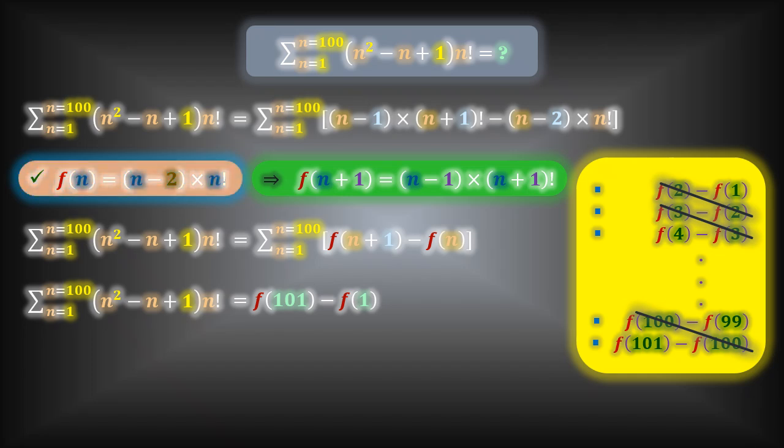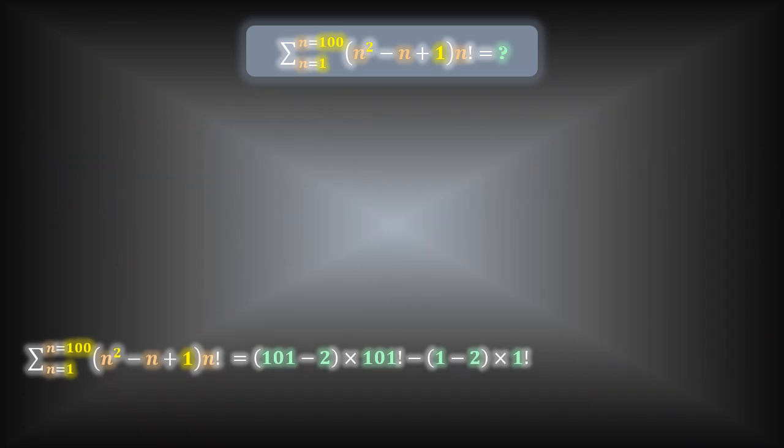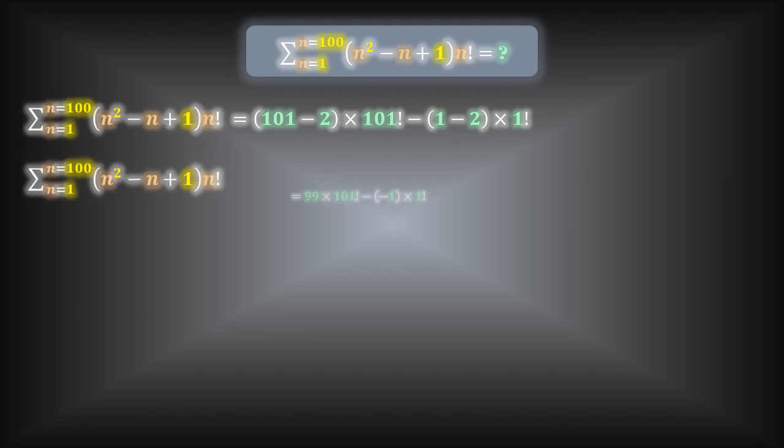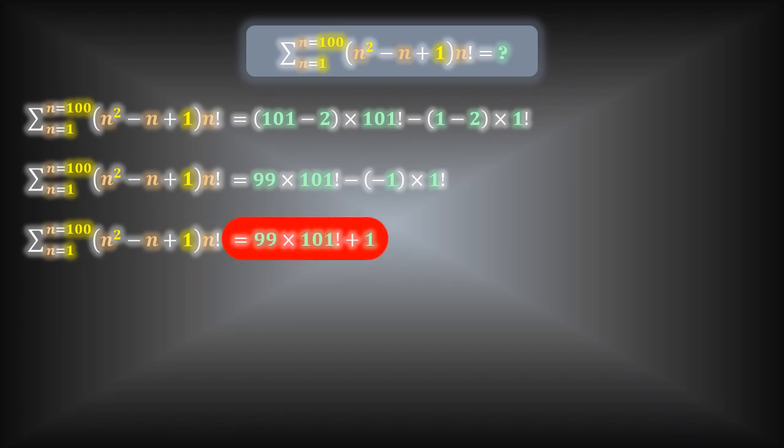We recall that f of n equals n minus 2 all multiplied by n factorial. So f of 101 is equal to 101 minus 2 all multiplied by 101 factorial. f of 1 is equal to 1 minus 2 all multiplied by 1 factorial. Thus, the expression becomes 99 multiplied by 101 factorial minus negative 1 multiplied by 1 factorial. This simplifies to 99 multiplied by 101 factorial plus 1. What looked like a massive sum turns out to collapse beautifully using a telescoping method. The final result is 99 multiplied by 101 factorial plus 1.